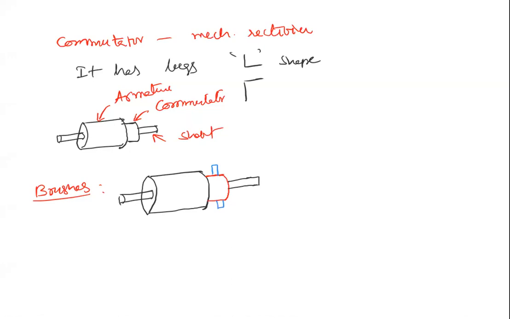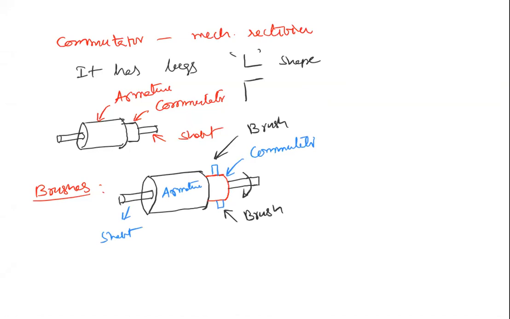Here, if you see in this figure, everything is rotating except the brushes. This is the armature, this is the shaft, this is the commutator, and these are the brushes. So the shaft rotates, armature rotates, commutator rotates, but the brushes are stationary.